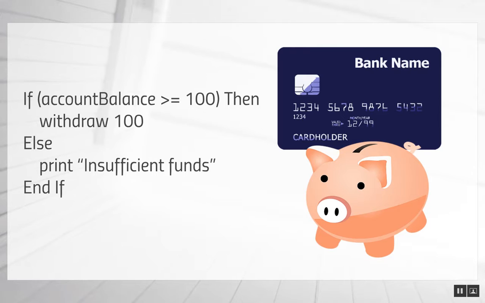So the portion in the parentheses is the condition that's being checked that will determine what code runs. If account balance is greater than or equal to 100, if that's true, then the withdraw 100 will run. If the account balance greater than or equal to 100 is false, then insufficient funds will print and that will run.